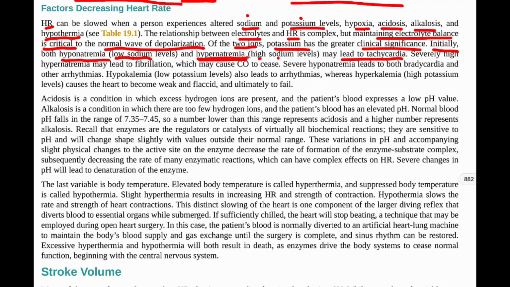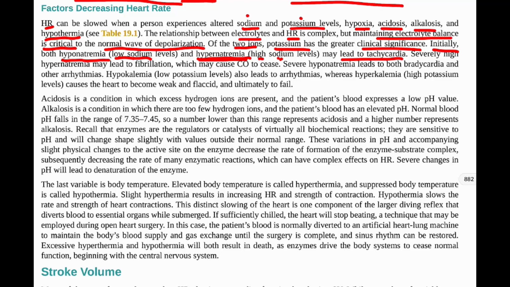Hypernatremia, which are high sodium levels, since there's so much sodium in the system, yes, you will have an increase in blood pressure. However, at the same time, if there's that much sodium in the bloodstream, we will see an increase in heart rate because of the increase in sodium in the depolarization process. So lots of sodium going into the cell is going to depolarize very quickly and lead to an increase in heart rate and tachycardia.